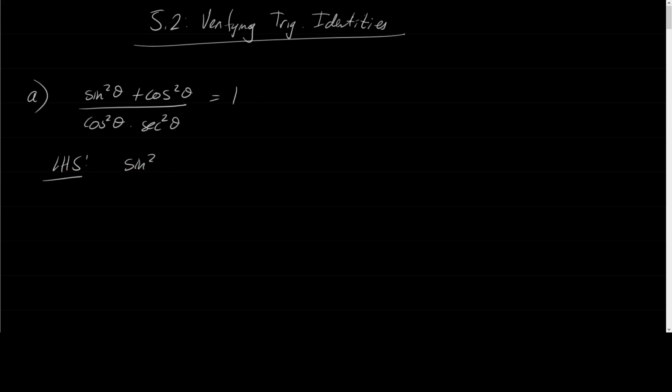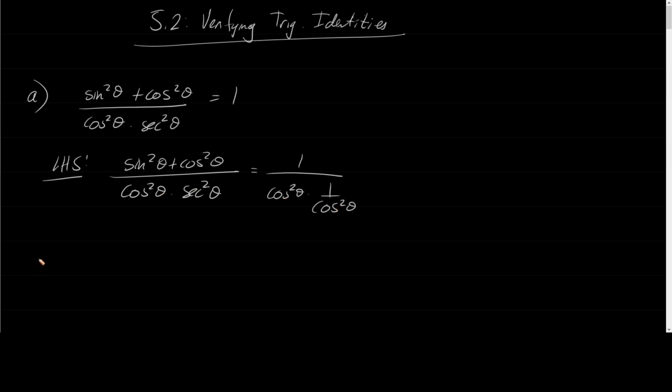So I'm starting with sine squared theta plus cosine squared theta over cosine squared theta times secant squared theta. And well, here we know that from the Pythagorean identities that sine squared plus cosine squared is simply equal to 1. So the numerator is just 1. From the bottom, I've got cosine squared times secant squared, and secant is a reciprocal of cosine, so I end up with 1 over cosine squared. And at that point, we simply see that these two reduce, giving us just 1 over 1, which is simply 1, which is the right-hand side.